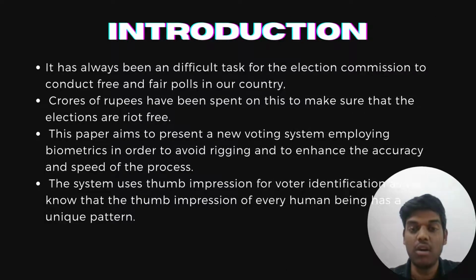Introduction. It has always been a difficult task for the Election Commission to conduct free and fair polls because of the frauds which cannot be caught. Crores of rupees have been spent by the government on this to make sure the elections are fraud-free. This paper aims to present a new voting system employing biometrics in order to avoid rigging and to enhance the accuracy and the speed of the process. This system uses thumb impression for voter identification, as we know that the thumb impression of every human being is of a unique pattern.